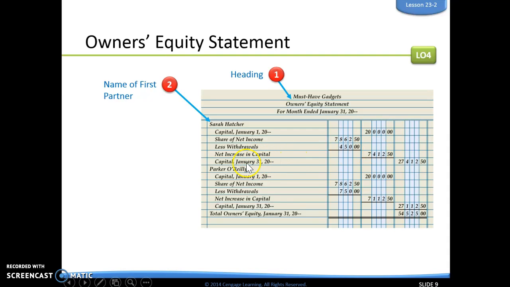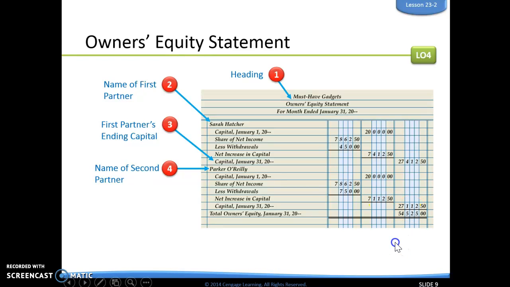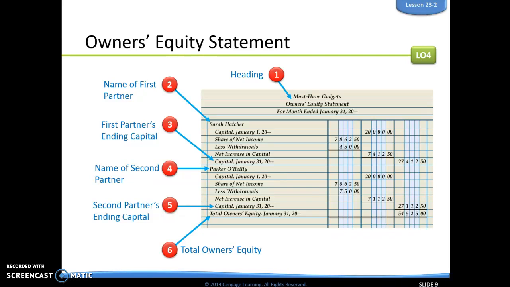Then her ending capital is just taking her beginning capital plus her net increase, and that gives us our ending capital for the first partner. Then we're going to do the same thing for the second partner. So Parker O'Reilly, we have his beginning capital, we have his share of the net income, we also have how much money he took out in drawing to get our net increase in capital, and then finally our ending capital for Parker O'Reilly. We would then add those two numbers together to get our total owner's equity.